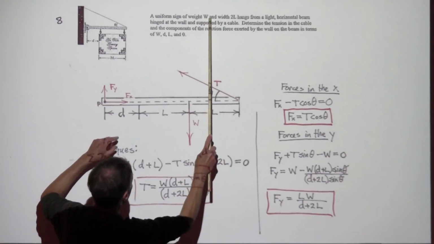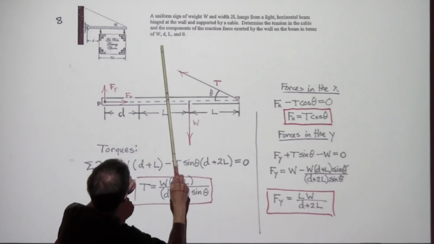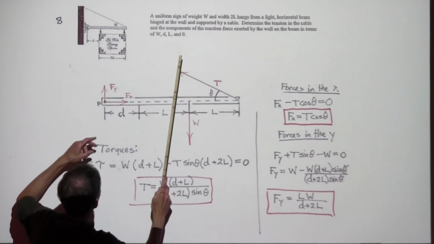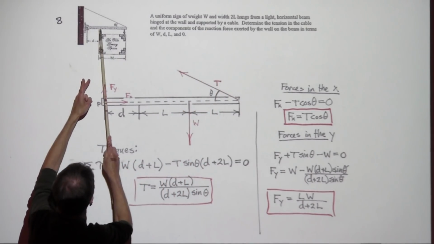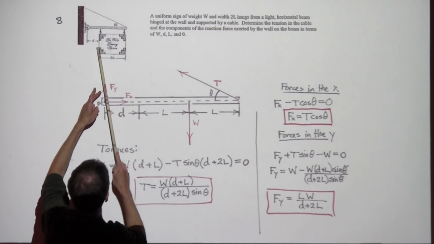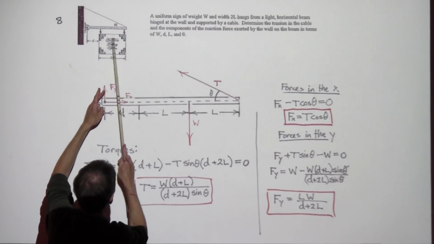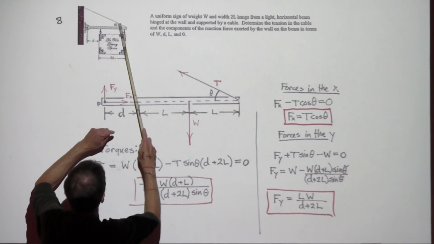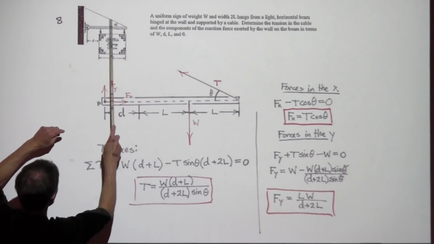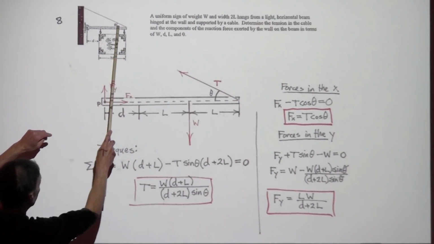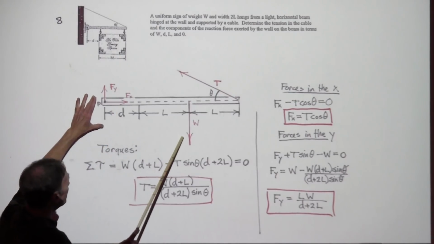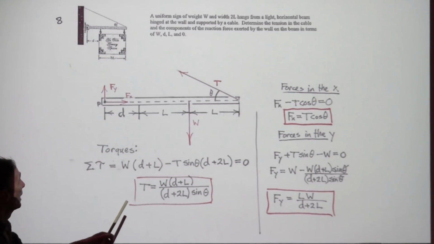W is weight. That's the weight of the sign. In terms of D, the distance over to the sign. L, well, actually 2L is the width of the sign. And then the angle that the support wire is holding, this is angle theta. So this is the force diagram for that.